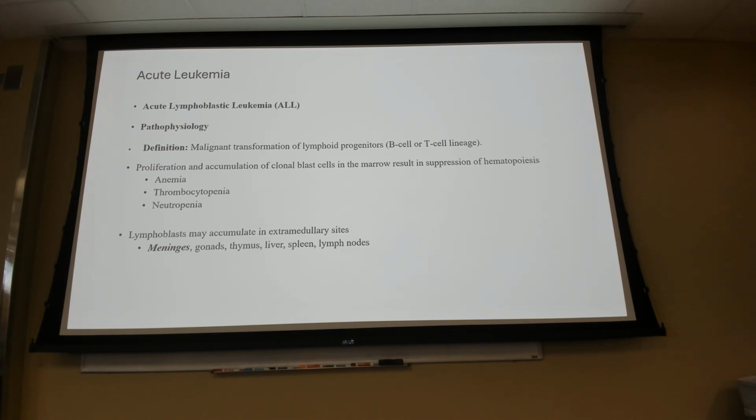Drive on? So lymphoblasts. Again, we mentioned the T cells going into the thymus. Typically, where do the other B cells go? Lymph nodes, where else? Spleen and liver. Those are the three big areas. We're going to talk about the meninges here in a second.